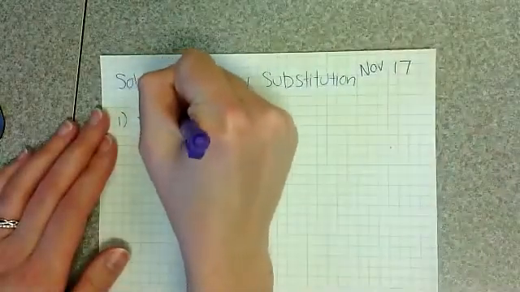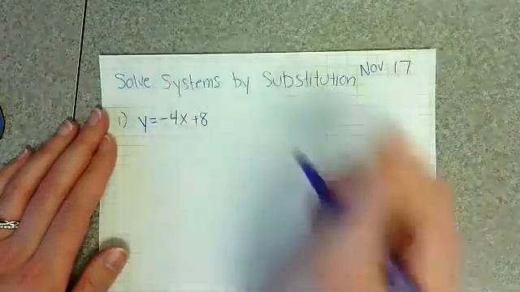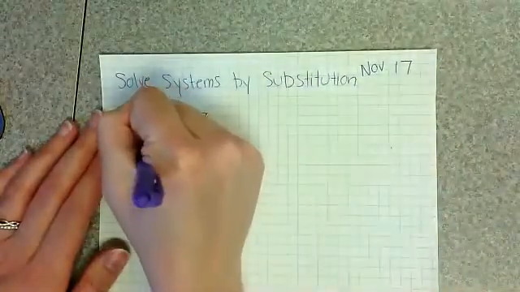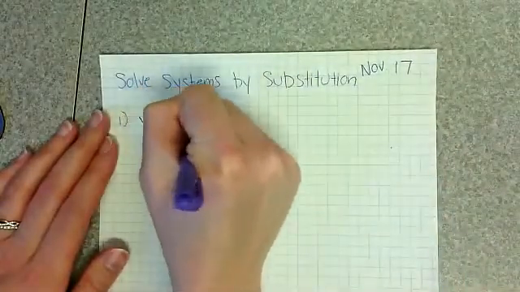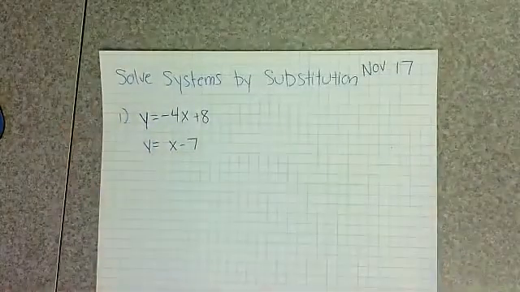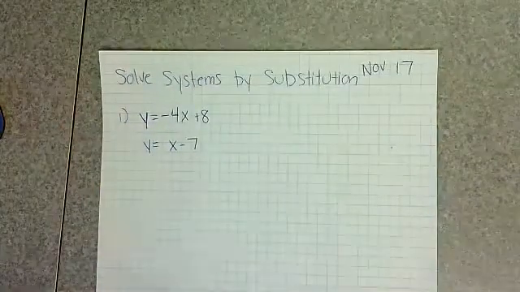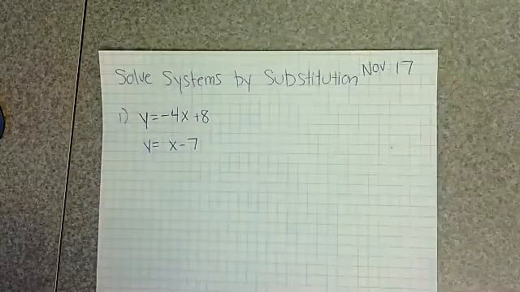y equals negative 4x plus 8, and y equals x minus 7. Okay.